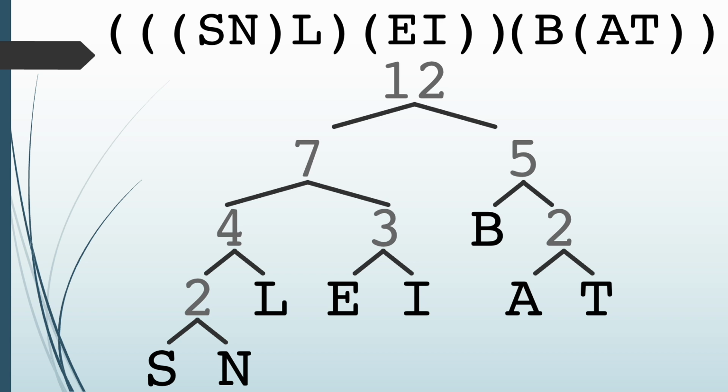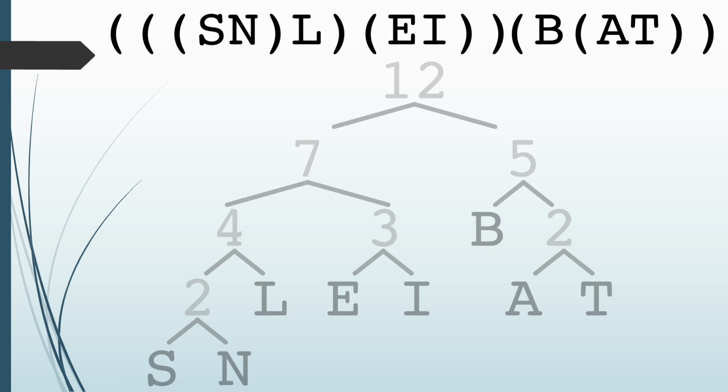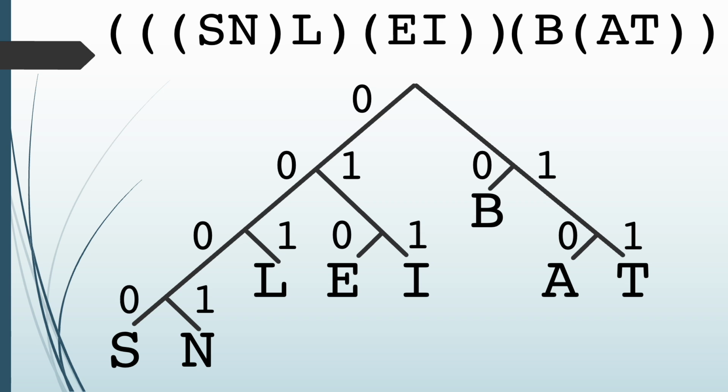To finish up making the Huffman tree, all you need to do is remove all the probabilities from the diagram. Put zeros on all left branches and ones on all right branches. There you have it. How to make a Huffman tree using the Huffman approach.